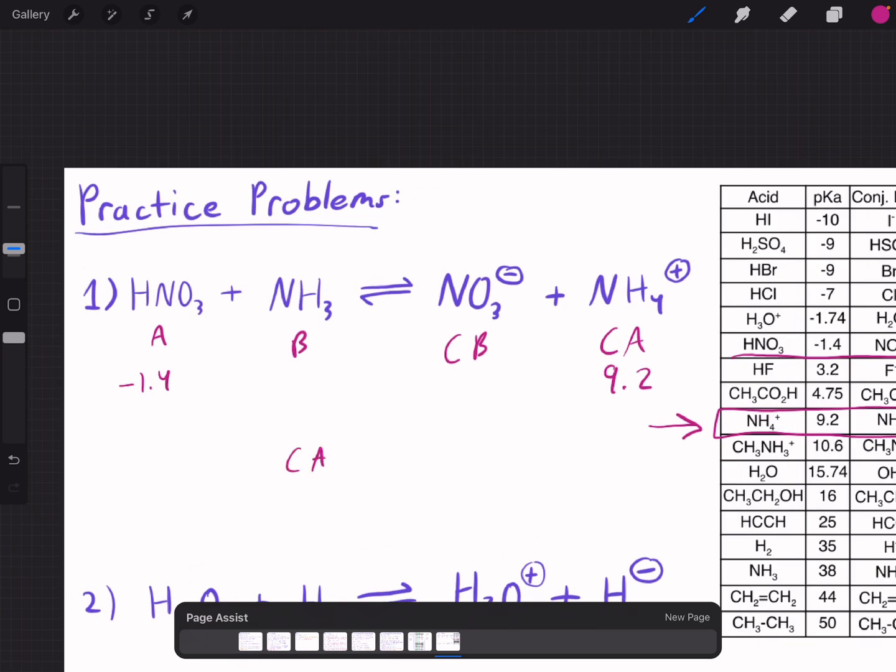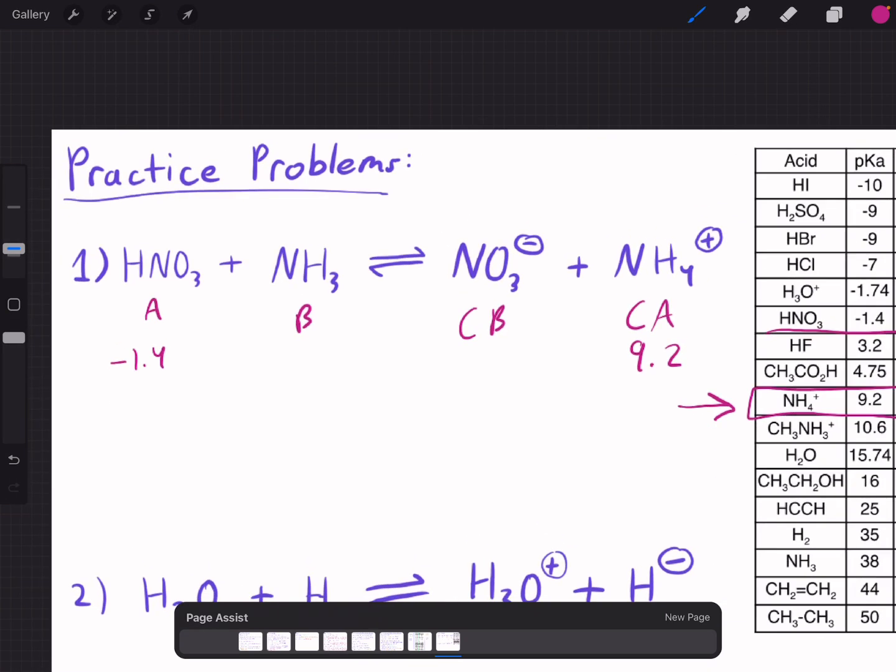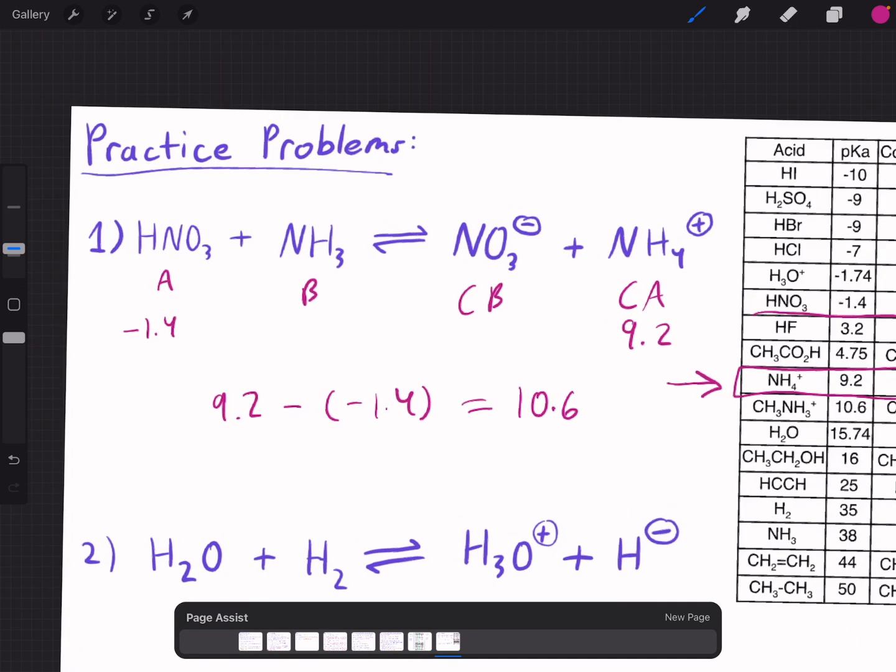You can do conjugate acid pKa minus the acid pKa. I'm just going to always subtract it in a way that we'll get a non-negative number, just so it's a lot easier to show the difference of, is it greater than 3 or less than 3? So if there's a negative number, I'm just going to do 9.2 minus negative 1.4, and that's going to become a plus. So that's going to equal 10.6 for the pKa difference.